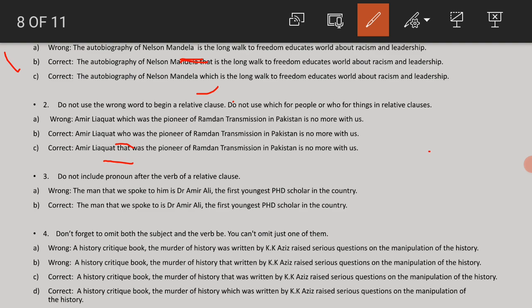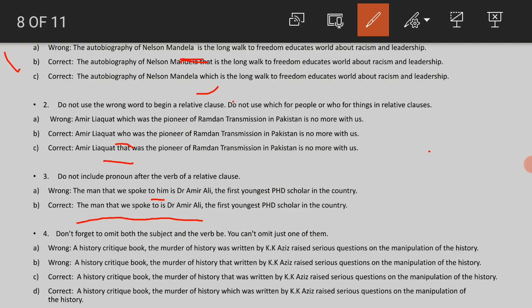In the third mistake, what ELLs do, they use pronoun after the verb of a relative clause. For instance, the man that we spoke to him. Now, there is no purpose of pronoun here. The sentence should be, the man that we spoke to is Dr. Amir Ali, the youngest PhD scholar in the country. Now, the last mistake that is very common that people make, they omit subject.